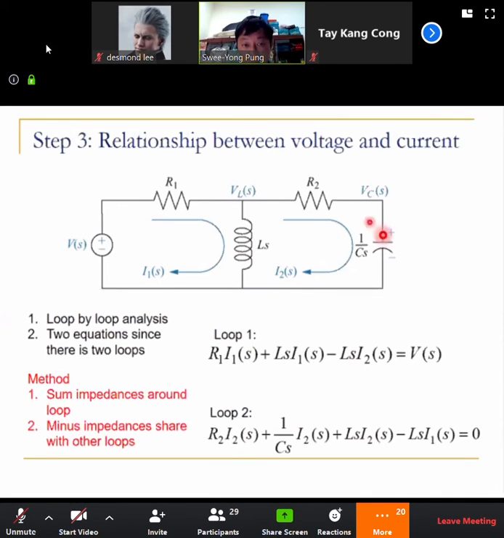Right, now if you look at the circuit again, this is loop number 1, and this is loop number 2, okay? And from loop 1, we can generate one equation. From loop 2, we can generate another equation, right? So let's look at here, loop 1. The current I1 is flowing from here, so it's going to pass through R1 and LS. When passing through R1 and LS, we get one impedance from R1 and the second impedance from LS, right? So this is what we get, R1 plus LS.